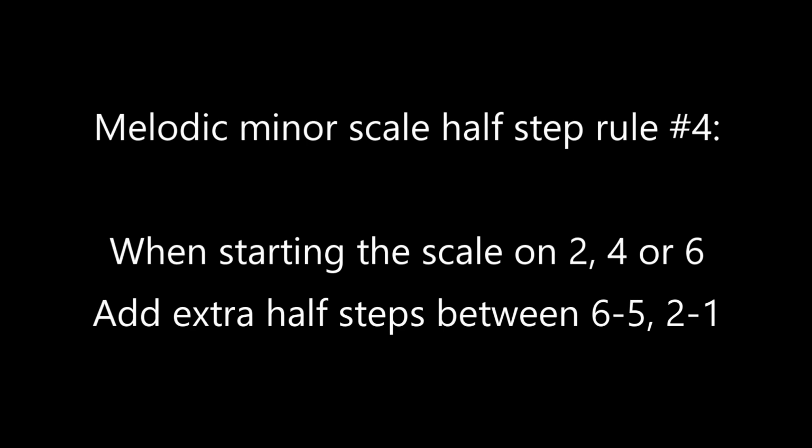Rule number 4 is anytime we start the scale on 2, 4, or 6, we insert extra half steps between 2 and 1 and 6 and 5. This is melodic minor scale rule number 4. If we start on the 2nd, we descend the melodic minor scale, adding half steps between 2 and 1 and 6 and 5. This is example 11.